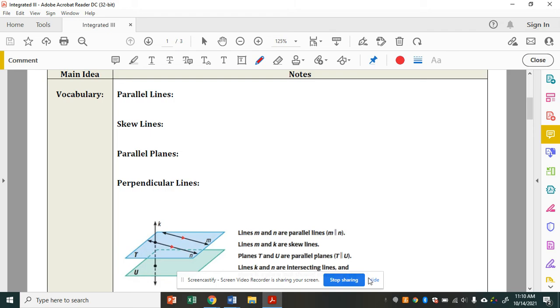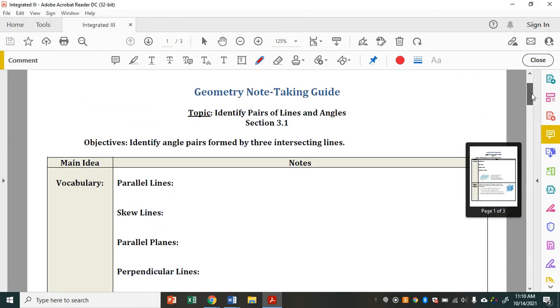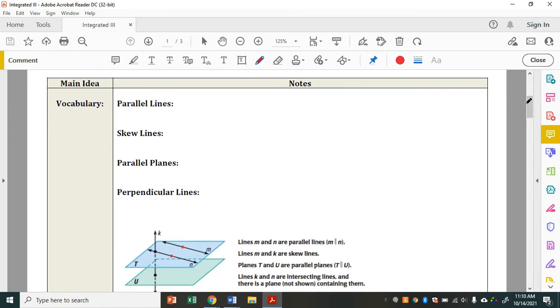Hey guys, so we are going on to our next section. We are going to talk a little bit about parallel lines, different relationships between lines, and how they can form different angle relationships.